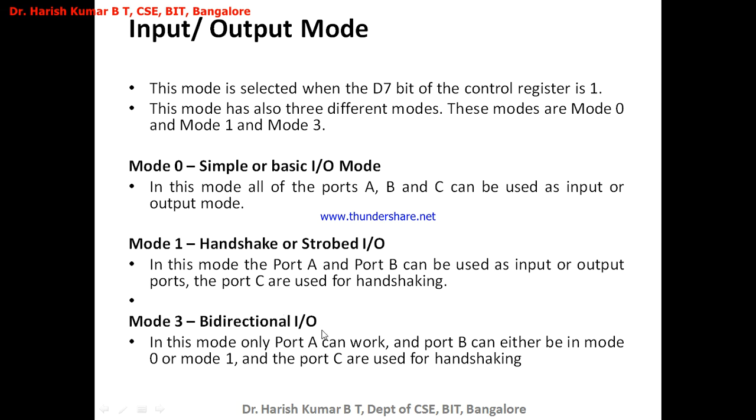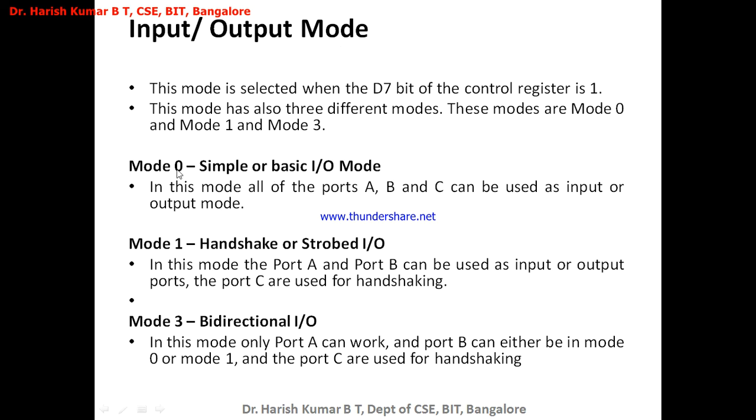So bidirectional means the communication is simultaneously possible in both directions, from the device to the ports of the processor or microcontroller, or from the ports of the microcontroller to the device, and only port A is used for that purpose. So these are the three different modes in the input output mode.